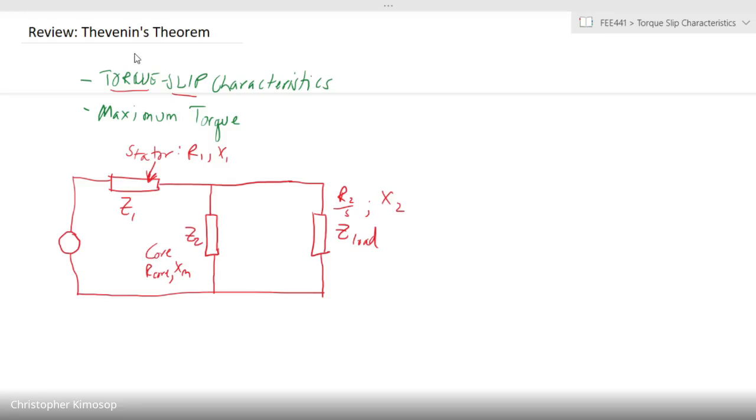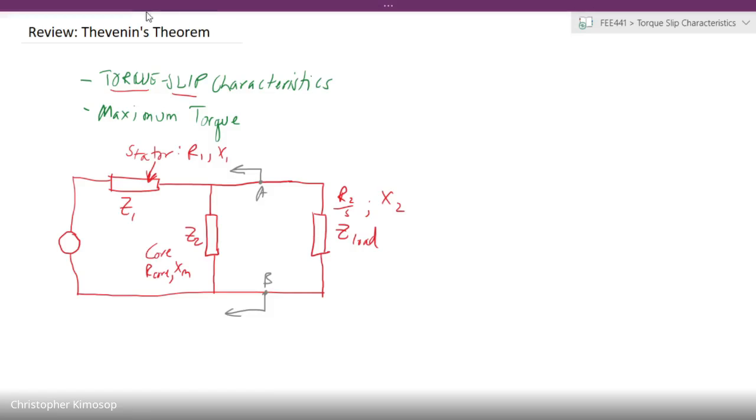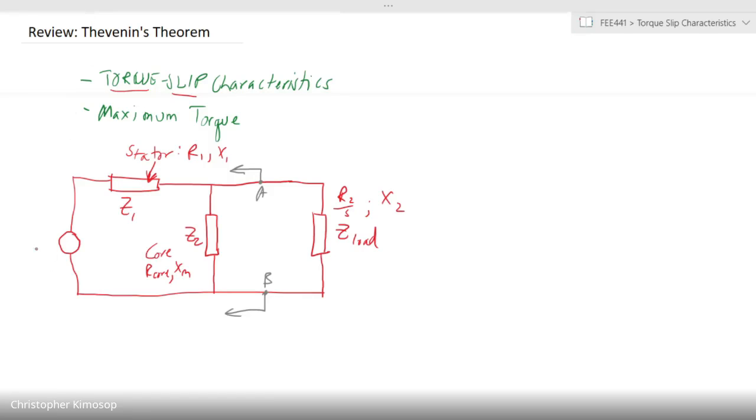Now, looking at that side of the equivalent circuit, let us assume we are looking at these points. We have point A and point B. What happens with the circuit when you look at it from the point of view of point A and point B? We have a current I1. We also have a current I2 and a current Im.